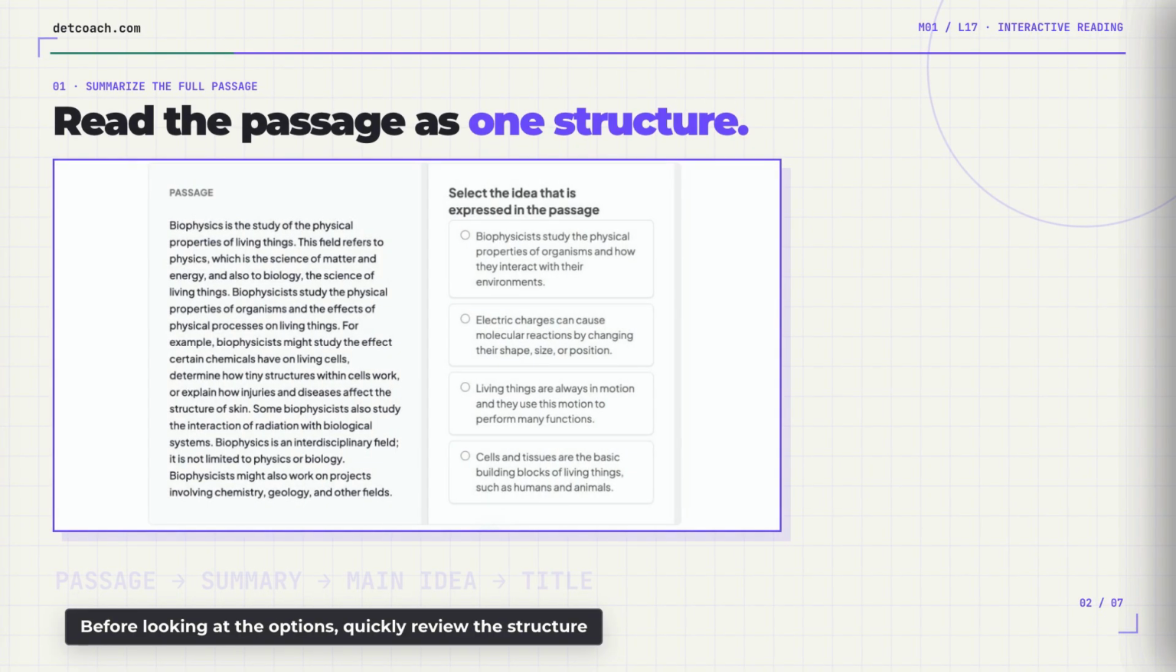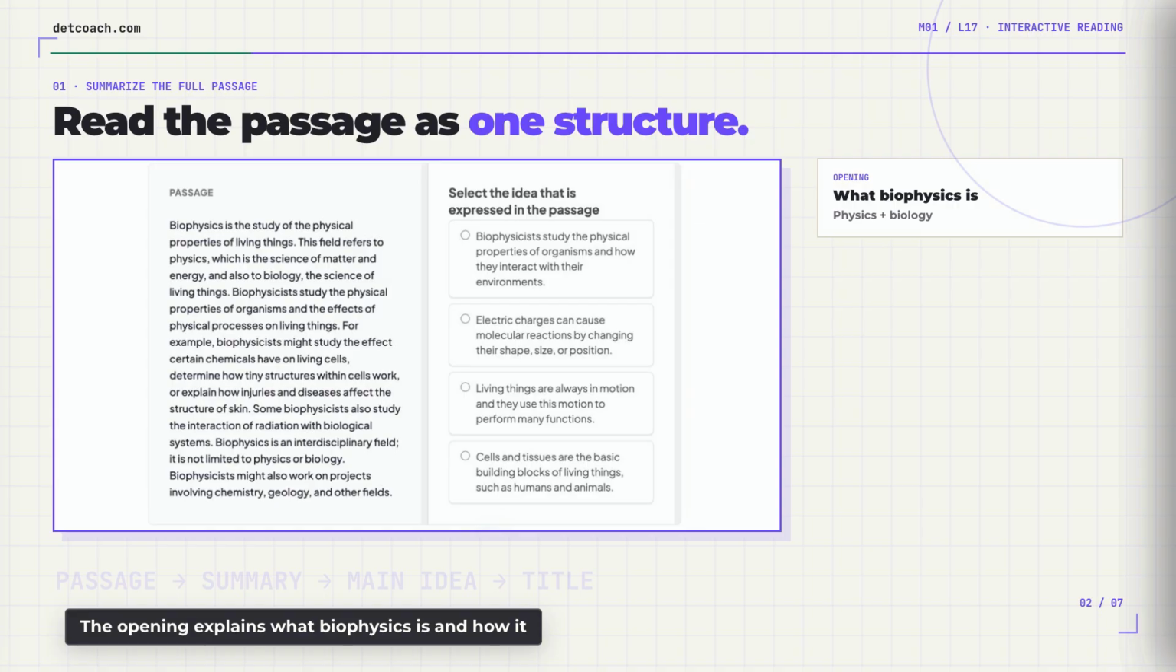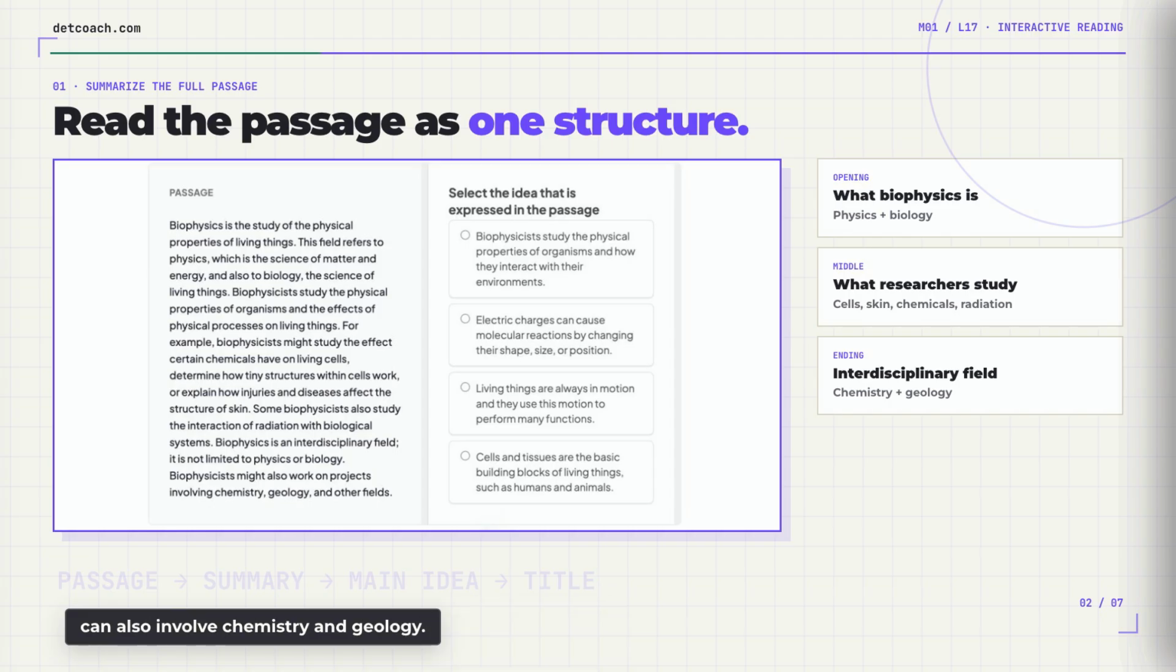Before looking at the options, quickly review the structure of the passage. The opening explains what biophysics is and how it relates to physics and biology. The middle introduces the physical properties that biophysicists study and gives examples involving cells, skin, chemicals, and radiation. The ending explains that biophysics is interdisciplinary and can also involve chemistry and geology.